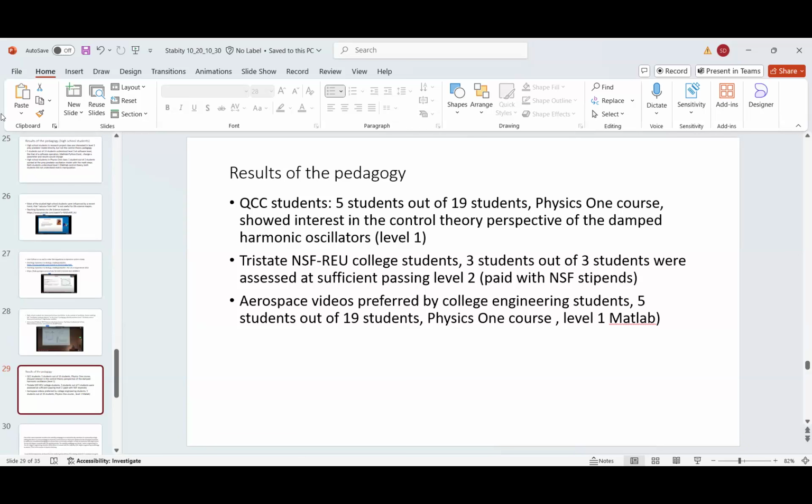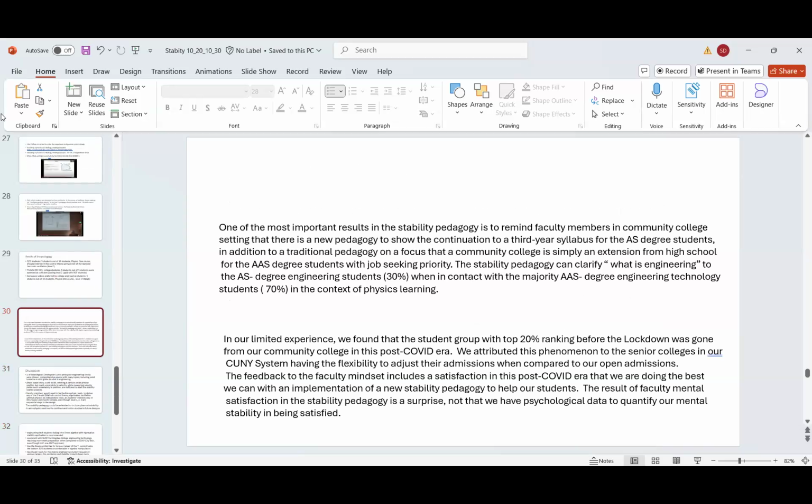And results of the pedagogy in the case of QCC students, 5 students out of 19 students, this is one course, showed interest in control theory, from the perspective of the damped harmonic oscillator. In the NSF REU, college students, 3 students out of 3 were assessed at a sufficient passing level of level 2. Aerospace videos were preferred by college engineering students, 5 students out of 19, in the physics 1 course at level 1.